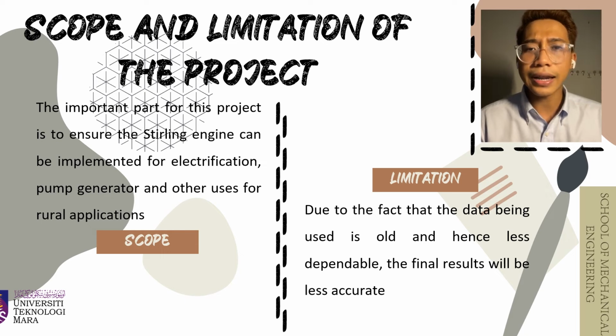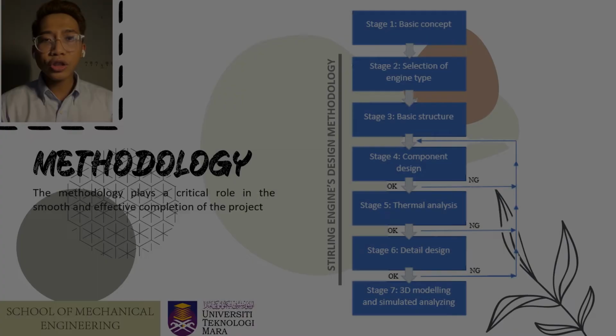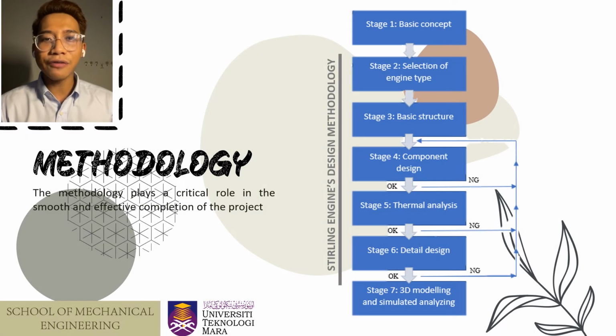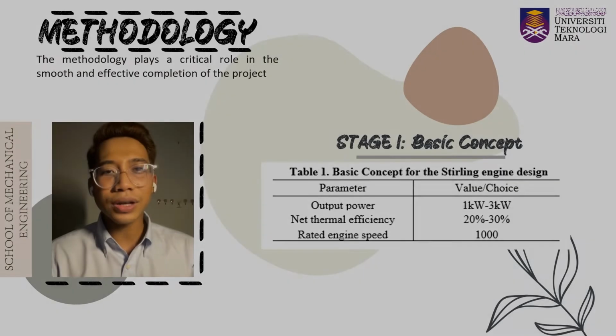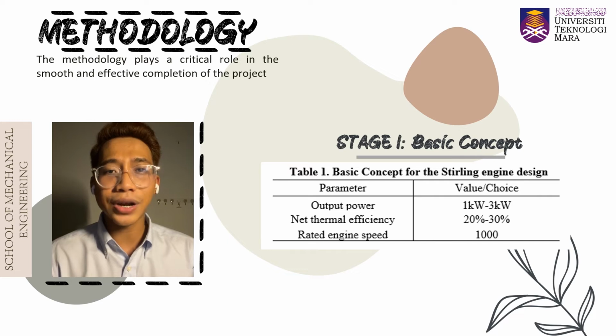Due to the fact that the data being used is old and hence less dependable, the final result will be less accurate. The methodology plays a critical role in the smooth and effective completion of the project. There are 7 primary procedures to be accomplished in this study, which are basic concept, selection of engine type, basic structure, component design, thermal analysis, detailed design and 3D modeling. The basic concept determines some parameters for the Stirling engine such as the application used, the target power that can be produced, the output efficiency and the size of the Stirling engine.